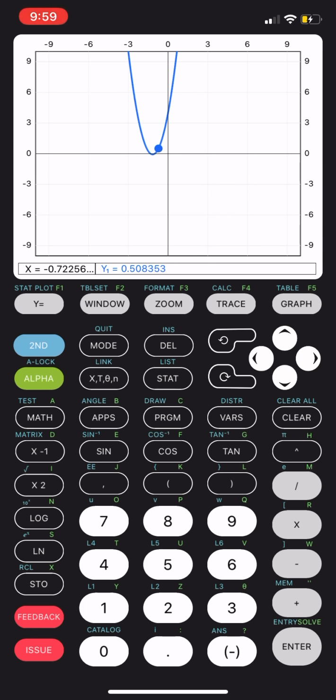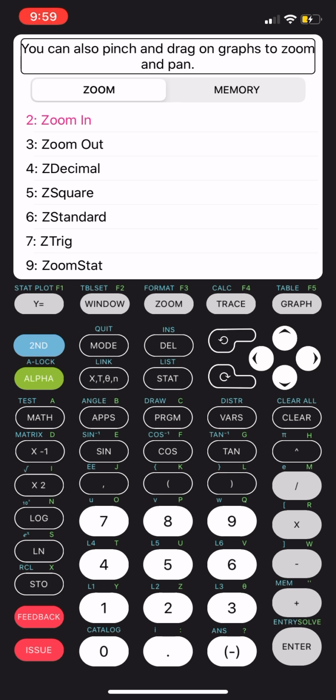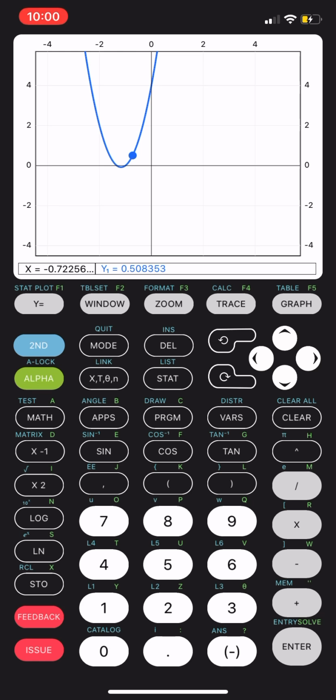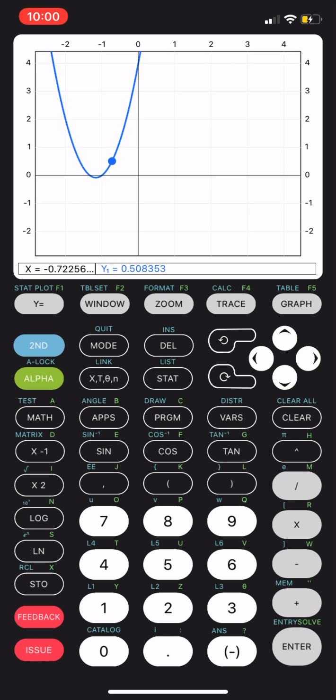So the first thing that I'm going to show you how to find is your vertex. But to make things a little bit easier, I'm going to zoom in on the graph. If you press the zoom button at the top middle, click zoom, and then I'm going to choose the first one, zoom in. Then I'm going to do it again, zoom in. Let's see if I can do it one more time. Zoom in. Yes, I can, and I'm not going to zoom in anymore.